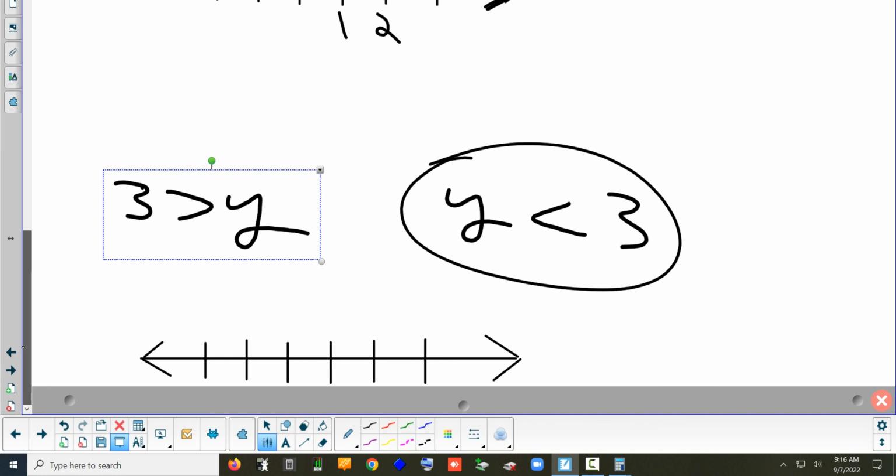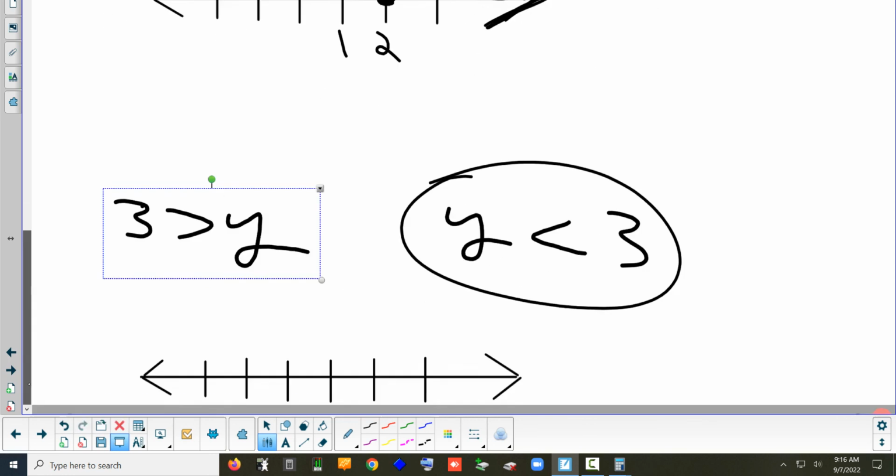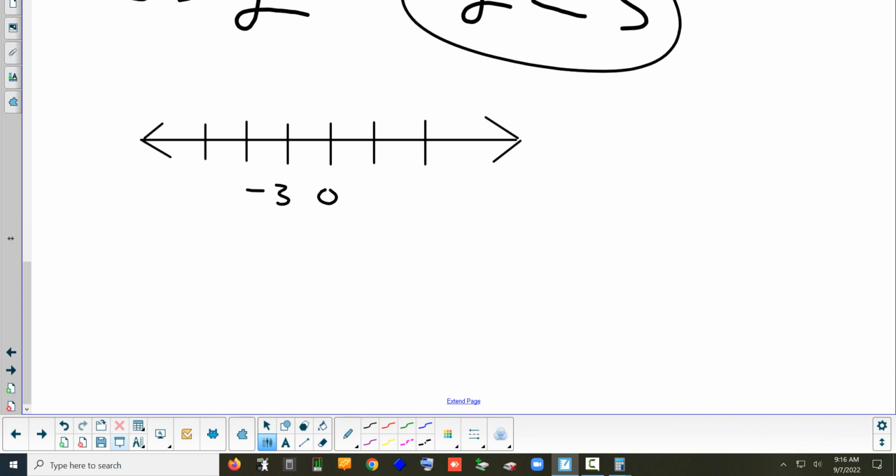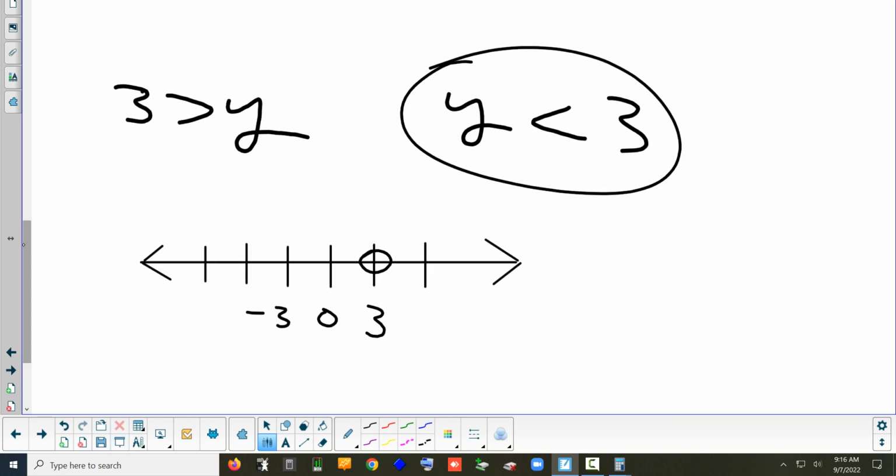And how about, Maddie, what kind of circle would you use this time? Open. And what number would you put it on? 3. All right, so open circle on 3. And Eileen, which way would you shade? To the left. We want to shade everything that is smaller than 3. That's to the left. Okay. Any questions on that type of graph?